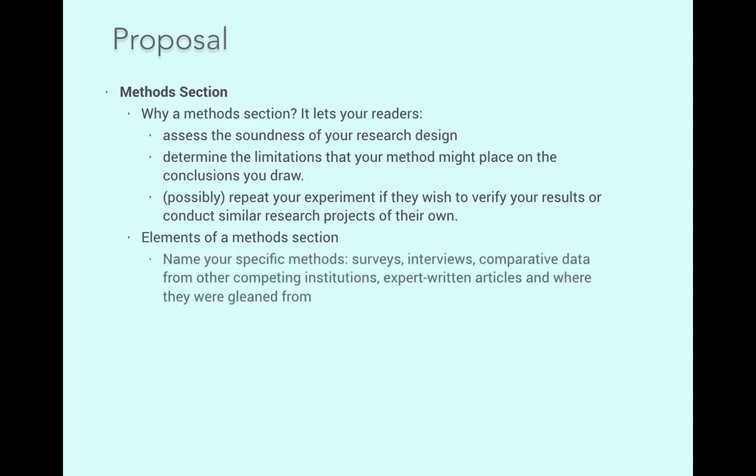The elements of a method section are to name your specific methods and how you did them. In a way, you're arguing, reader, I've thought this through. This is why we did a survey. This is how we did a survey. This is why we did an interview. This is how we did the interview. So going through each form of method is important. It establishes your authority, shows that you thought through each part of your research project.